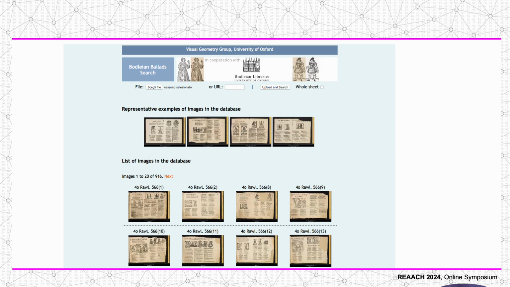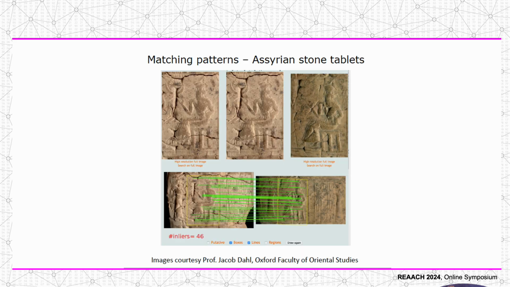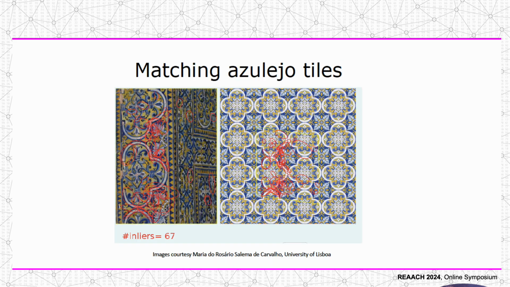As mentioned before, this software is not new to book illustration projects, so it has already been used in different projects, such as the Ballads project on 15th century chapbooks. And it has also been used for different kinds of projects, for instance, matching patterns from Assyrian stone tablets in Oxford, or for other projects such as matching azulejo tiles, a fascinating project at the University of Lisboa.